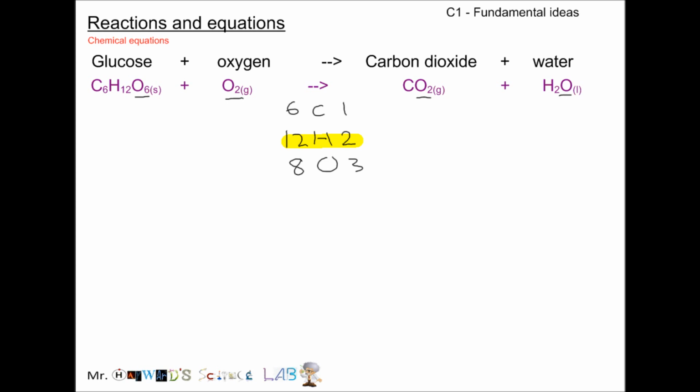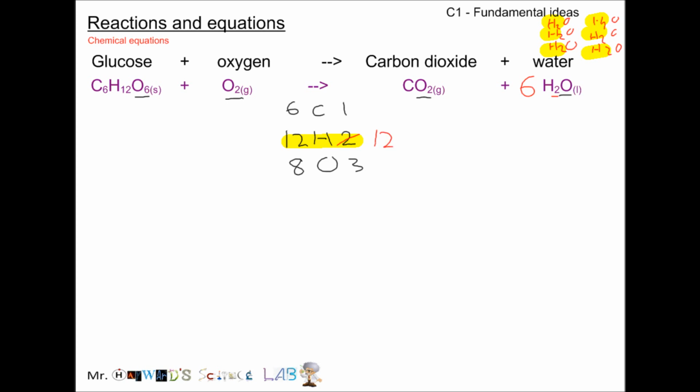So we're going to look at hydrogen. It's only in water, so we can only change water, and we need to get 12 hydrogens. We've only got 2 at the moment, so we've got to times that by a number to give us 12. So we times by 6. That tells us we've got 6 waters. Let's write them here. From that you can see we've got 2, 4, 6, 8, 10, 12 hydrogens. So we've got 12 hydrogens now, so we can cancel that and write 12.